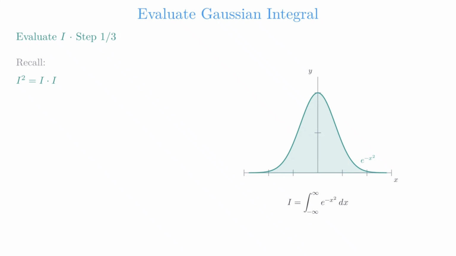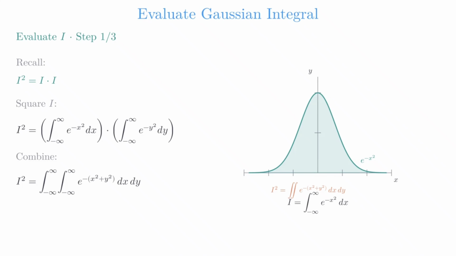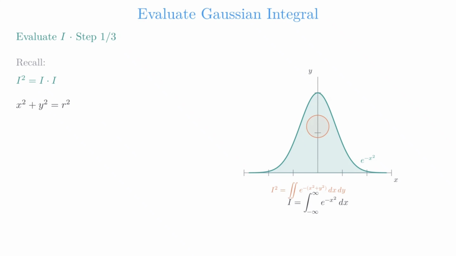Step 1. We square the integral to create a double integral over the plane. I squared equals the x integral times an identical copy in y. Since the integrands are independent, we combine them into a double integral of e to the negative x squared plus y squared. The exponent x squared plus y squared is just r squared. This has circular symmetry, which is the key to everything. Circular symmetry means polar coordinates will simplify this beautifully.